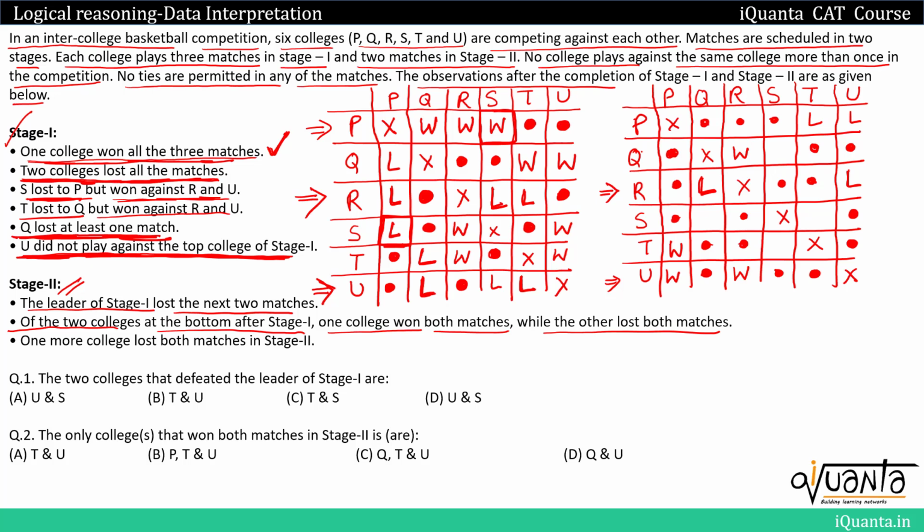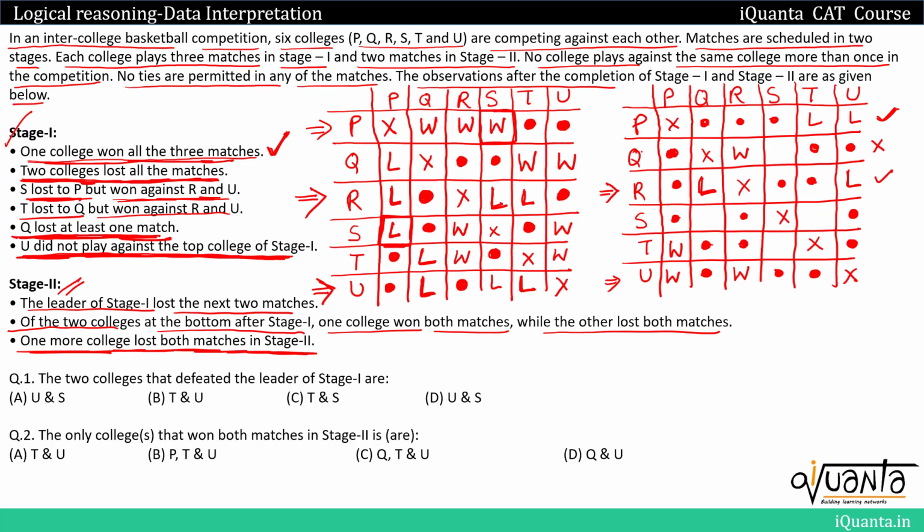Then we had one more clue for stage 2. One more college lost both the matches in stage 2. So let us try to find out which can be that college. See, if we look at P, then information regarding P was given in the very first clue for stage 2. The leader of stage 1 lost the next 2 matches. So if we look at Q, Q has won a match against R, so he will not be losing all the 2 matches. R has lost all 2 matches.